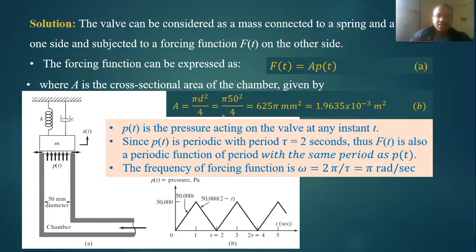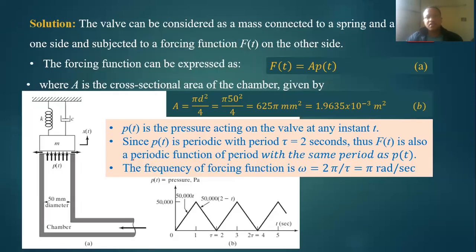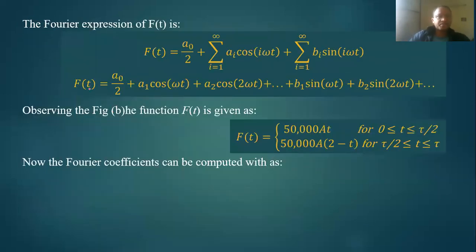And the area is calculated as pi d square over 4, which is 625 pi millimeter square, or we can convert to the metric system. That depends on our calculation. So this is the whole system. All parameters are given here. Now we can do this.